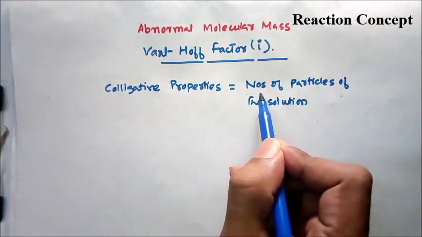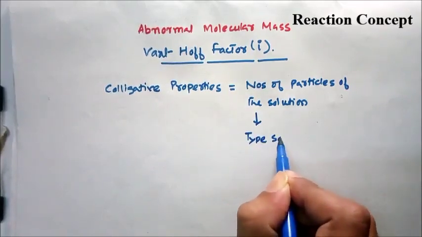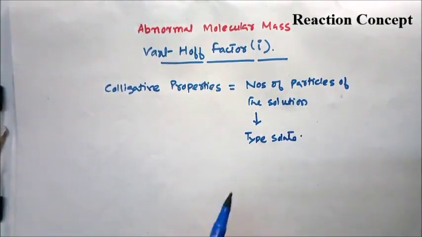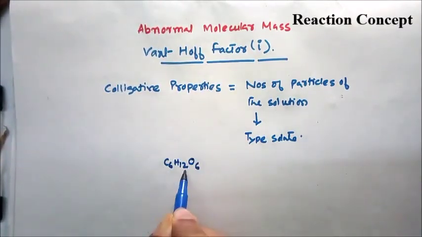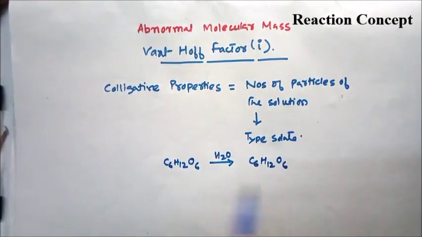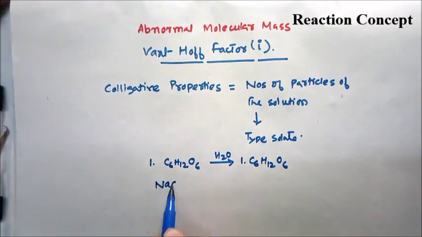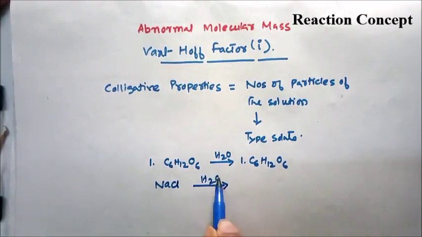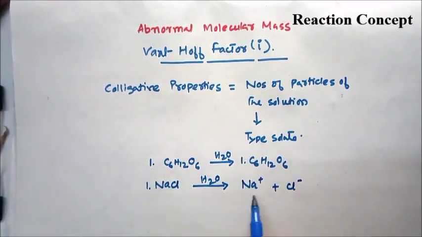The number of particles depends upon the type of solute also. See, when you dissolve a solute like glucose, C6H12O6, in water, it will dissolve as glucose. Here you see one molecule of glucose gives one molecule of glucose in the solution. But when you dissolve sodium chloride, it will dissolve in water as a sodium cation and chloride anion. You see, one molecule of sodium chloride gives two particles. One is cation and the other one is anion.